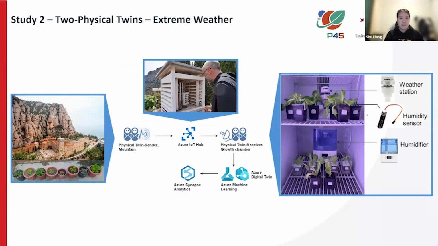It's about two physical twins under extreme weather. One physical twin is on the mountain, and the other is in the growth chamber. We grow lettuce both on the mountain and in the growth chamber, and use the mountain's weather to set up the growth chamber. When we get the data, we use machine learning to predict the lettuce's bolting, and finally use the Edge software to show the result.